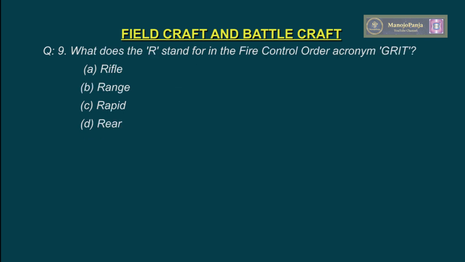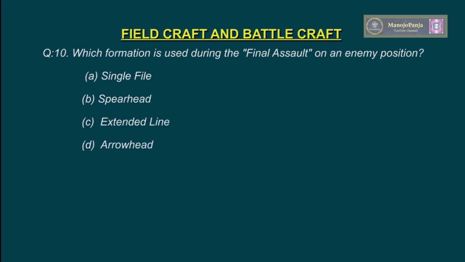Question 9. What does the R stand for in the Fire Control Order acronym grid? A. Rifle. B. Range. C. Rapid. D. Rear. Right answer B. Range.